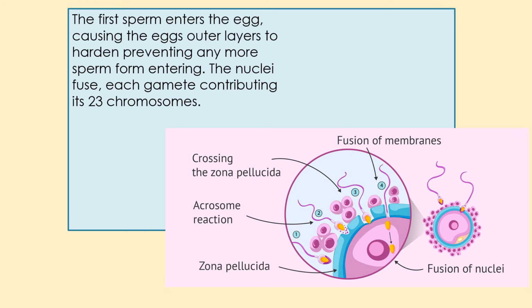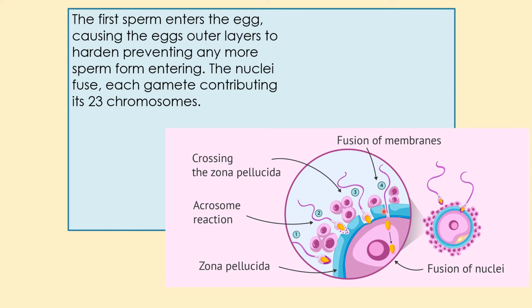The first sperm cell enters the egg, causing the egg's outer layer to harden, preventing any more sperm from entering. So again, this is something active that the egg is doing. As soon as one sperm cell has fused with the cell membrane of the egg and the nucleus has gone inside the egg cell, the egg hardens the outside layer so that no more sperm can enter.